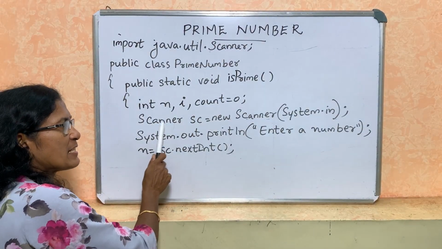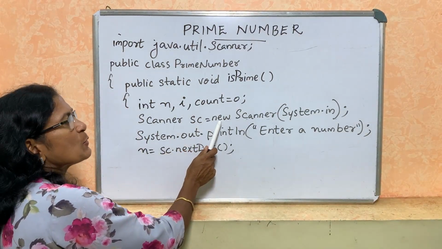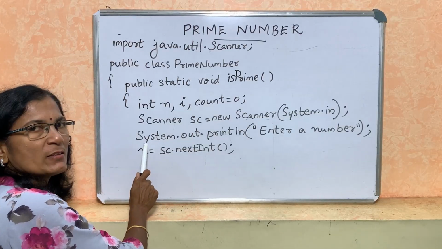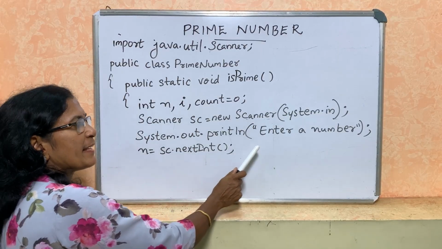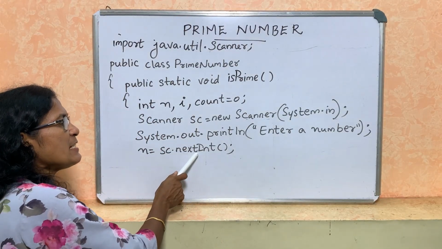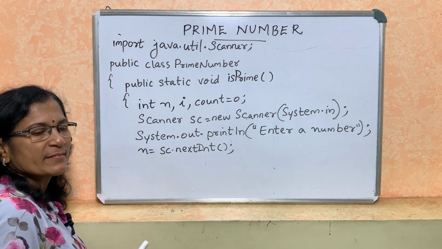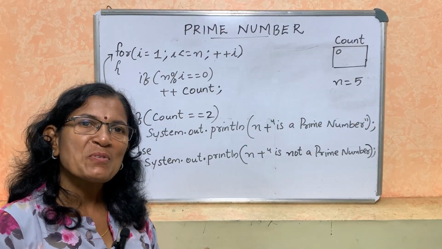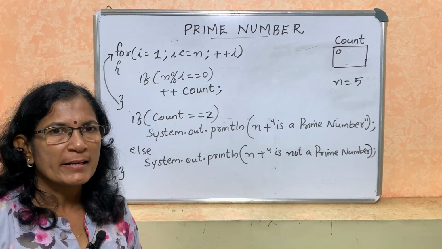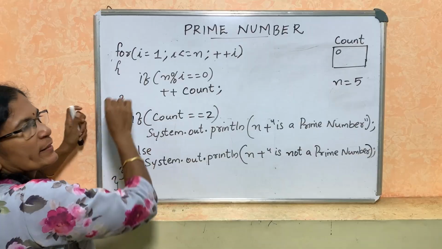Now, a Scanner class object is created to accept the input from the user. Scanner sc is equal to new Scanner(System.in). An interactive message is given to the user through the command System.out.println, enter a number. To accept the input from the keyboard, the nextInt method of the Scanner class is used. n is equal to sc.nextInt. Now, let's count the factors of n to check whether n is a prime number or not. For this purpose, let's use a for loop. The for loop's index variable starts with 1, i is equal to 1.